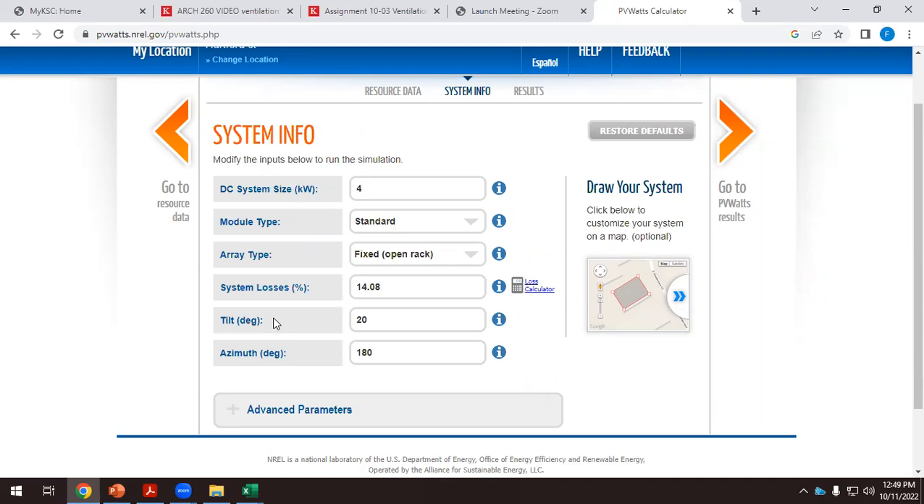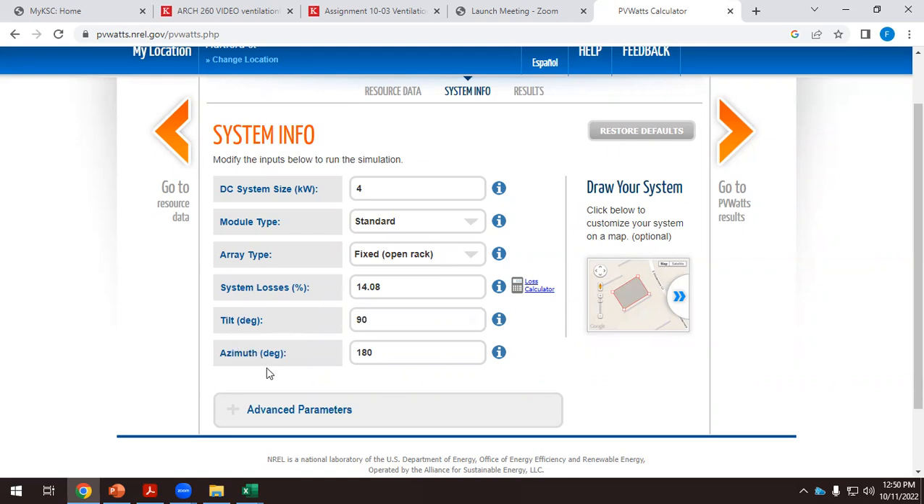If it's 20, that means that if this is the horizontal, this angle is 20. And we are going to use this tool to analyze the solar radiation that we have on a window. So if the window is vertical, then this angle is 90. Okay, so first thing we have to type, because we are using this today to analyze windows, is 90.